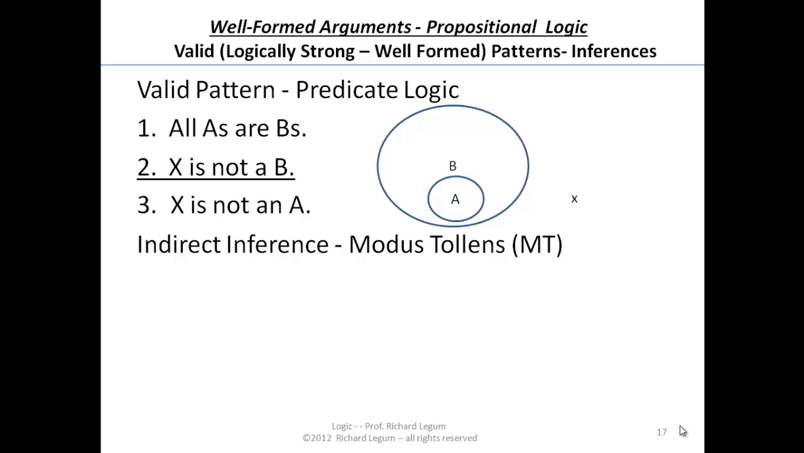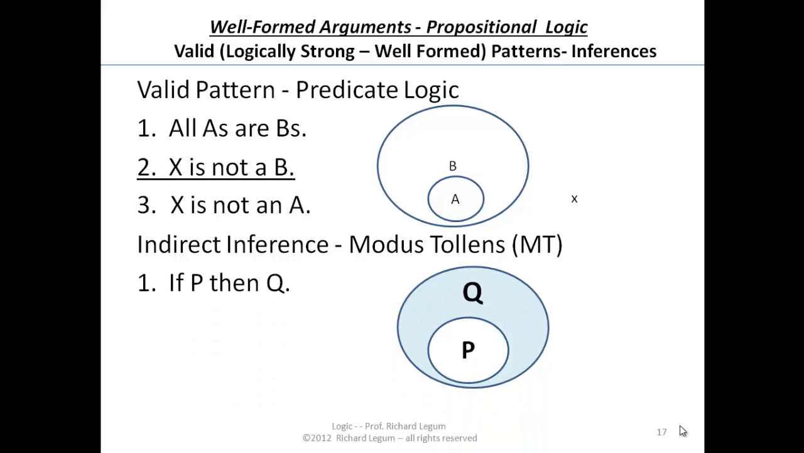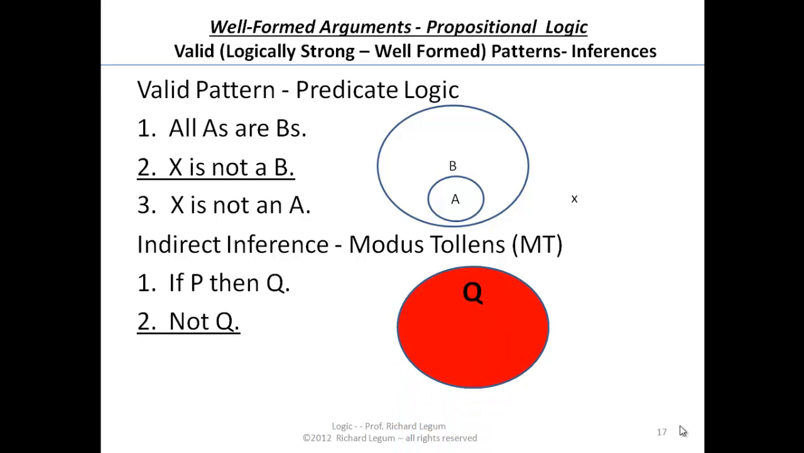Now, the indirect mode of inference in propositional logic is called modus tollens. It's denying the consequent, sometimes called. So the idea is indirect, because we're using a negation, and we're kind of moving backwards in direction. So if we get if P then Q, we know that whenever P is true, Q is true. Not Q is true, so we know it's outside the Q, so it has to be outside P also.